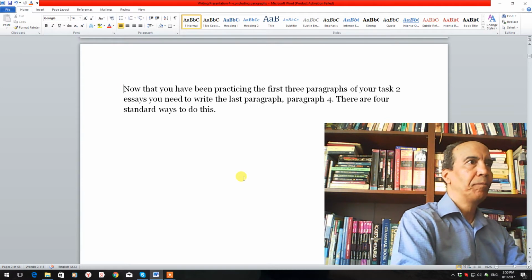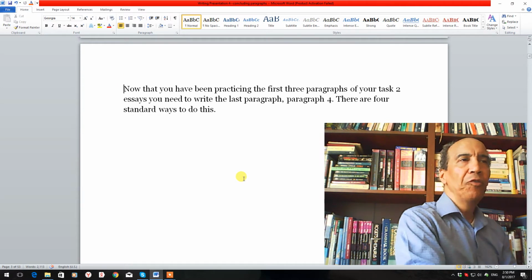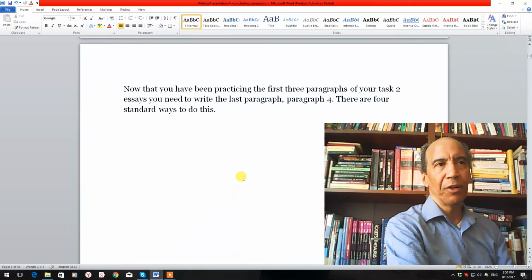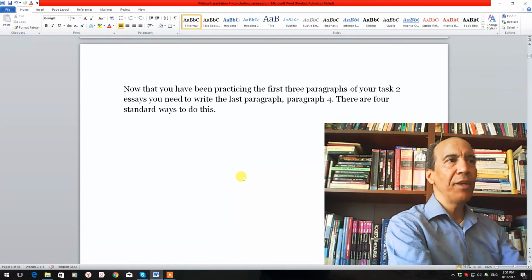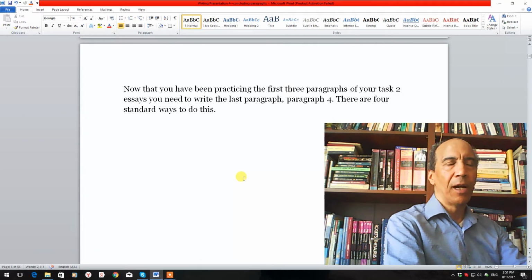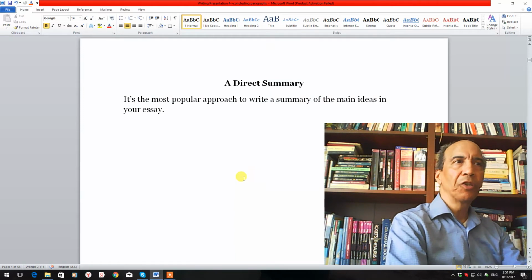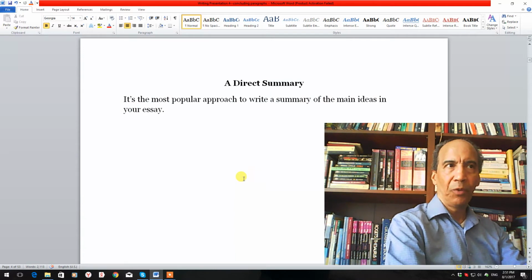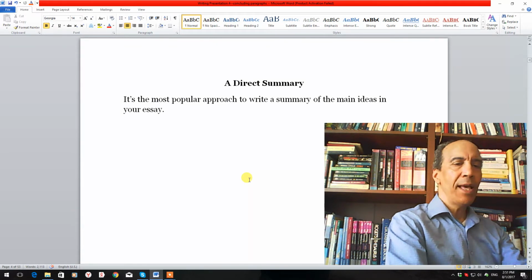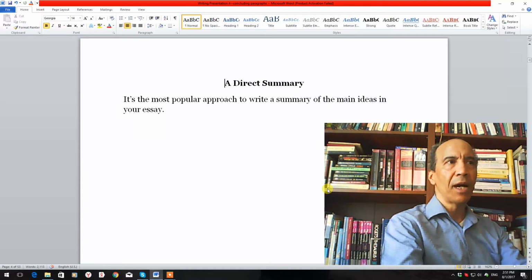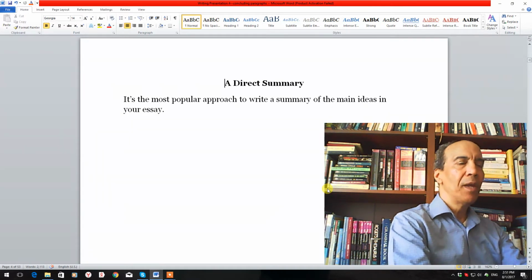Now that you've been practicing the first three paragraphs of your Task 2 essays, you need to write the last paragraph, paragraph 4. And there are 4 standard ways to go about writing the last paragraph. Let's begin with what I call a direct summary. It's the most popular way to write a concluding paragraph. It's relatively easy, and it's just a summary of the main ideas in your essay.